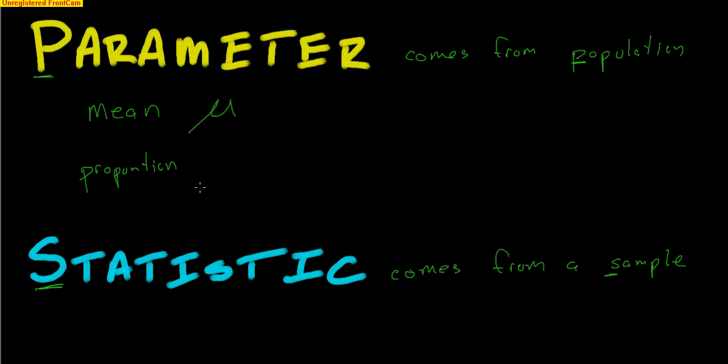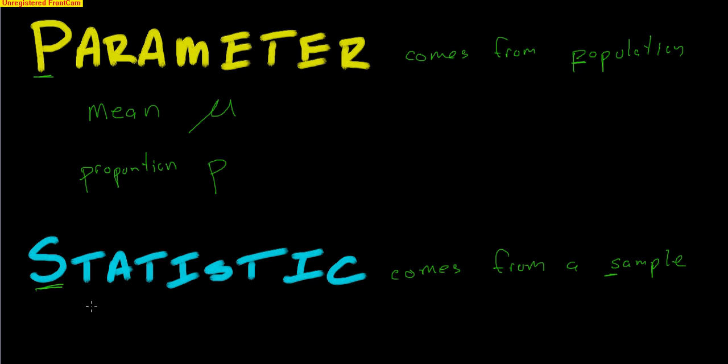A population parameter for proportion is a P. So this would be the true proportion of people that have blonde hair. And again, to find that, I would have to analyze every single American and find out how many have blonde hair, divide it by all the Americans there are to get that true proportion.